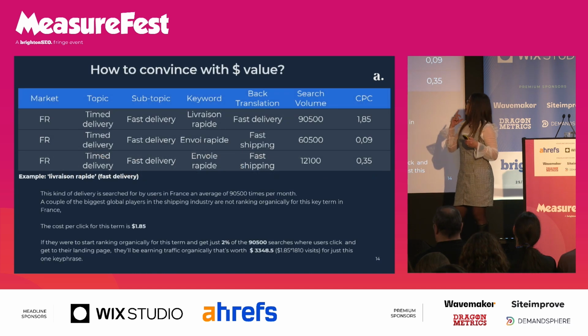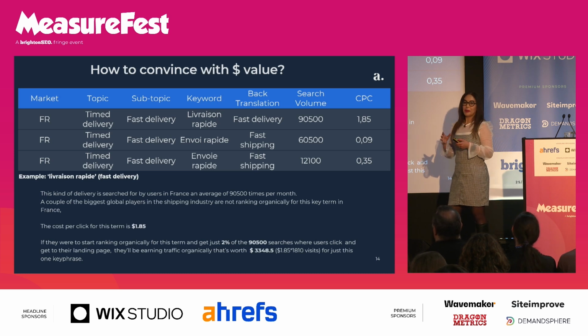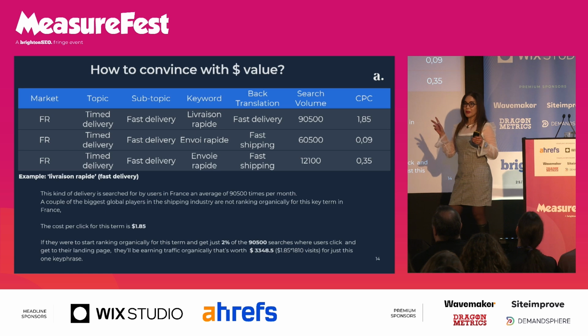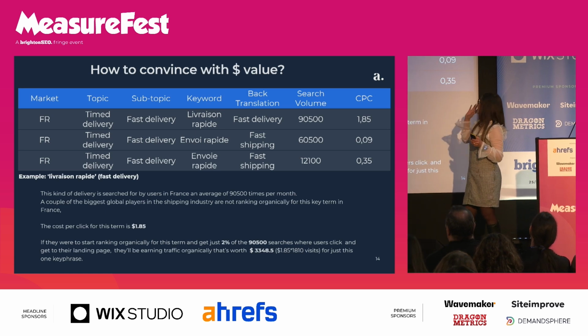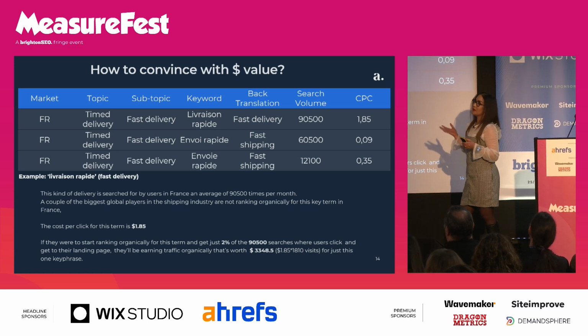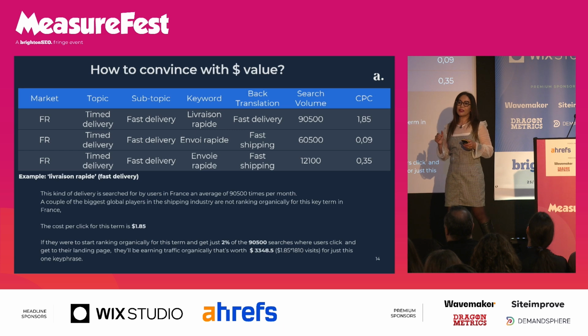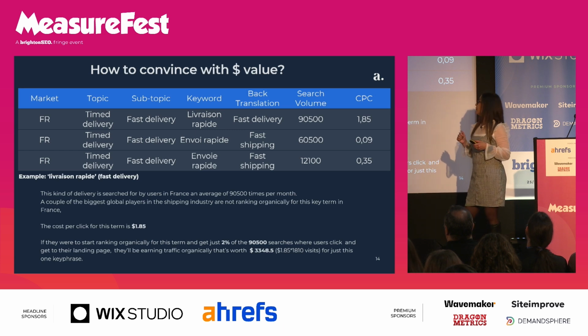So here is an example that we picked up from the shipping industry, meaning here we have livraison rapide, just fast delivery. A couple of these big names weren't actually ranking for this one, which is surprising. And the search volume is over 90K for this one. The local competitors do rank for it. And the CPC, the cost per click, is $1.85 per click for it.